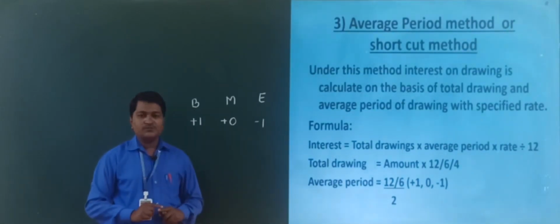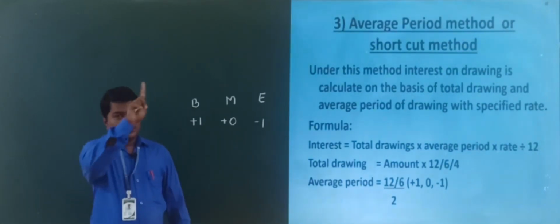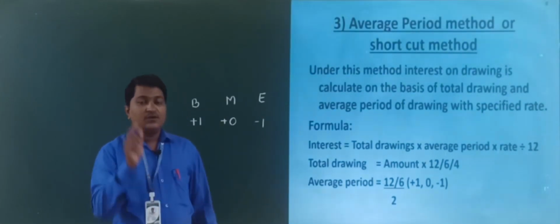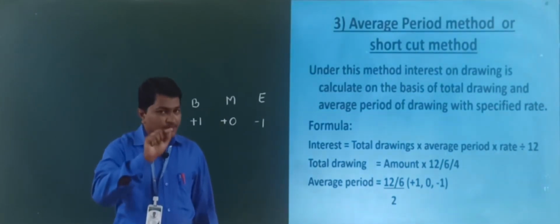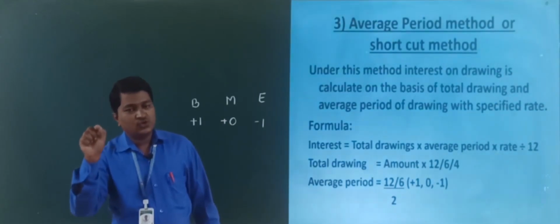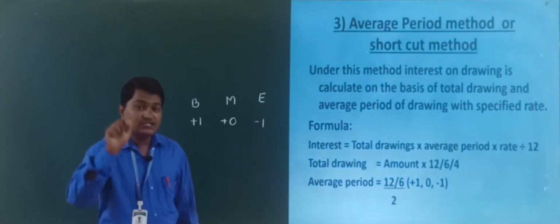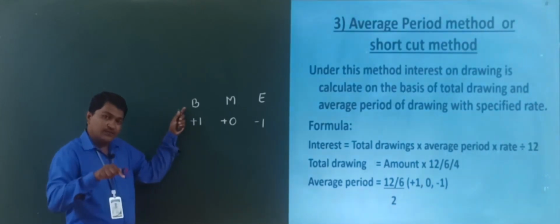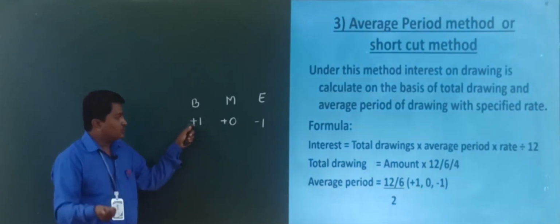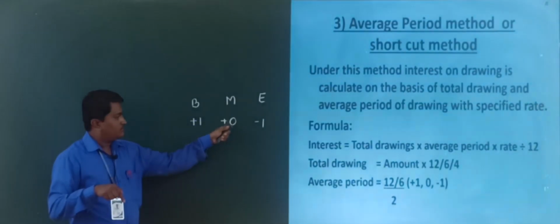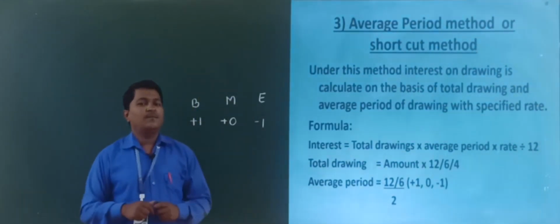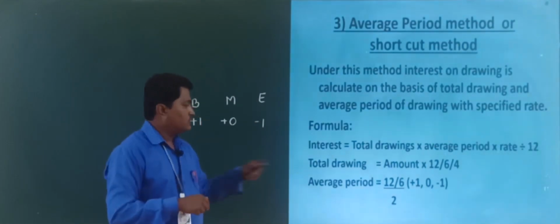How to calculate average period? 6 or 12, either of these two you need to take, depending upon the question. For this you make plus 1, plus 0 or minus 1, depending upon the question. If he withdrew at the beginning of the month, plus 1. If he withdrew in the middle of the month, plus 0. If he withdrew at the end of the month, then it is minus 1, and later you divide by 2.